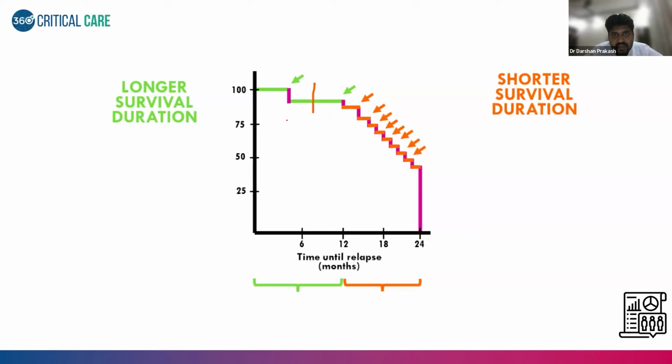But after 12 months, what happened? The event occurrence increased. So you see many steps happening from here, right? This is what usually attributes to shorter survival duration because of the occurrence of a particular event. Always remember in a Kaplan-Meier curve, the important thing is we just draw the horizontal lines. The vertical lines are just added for aesthetic purposes.